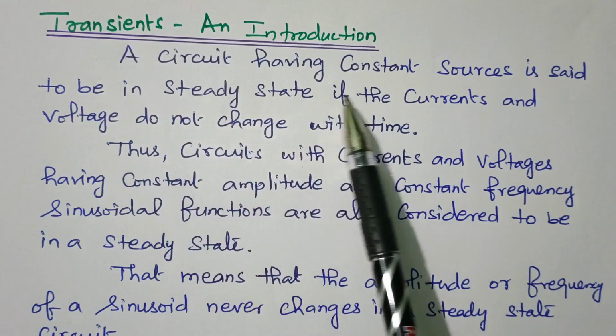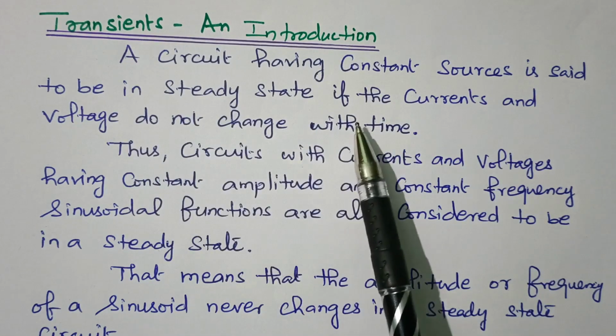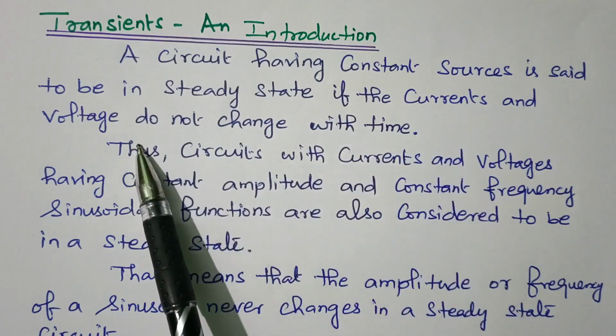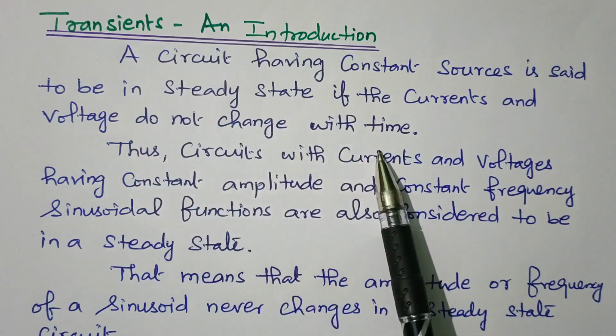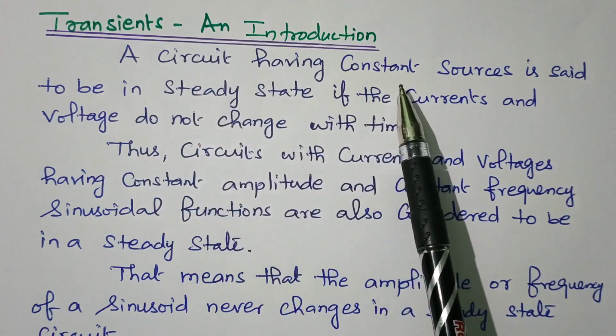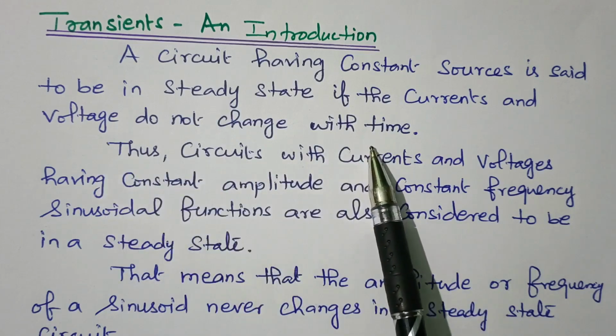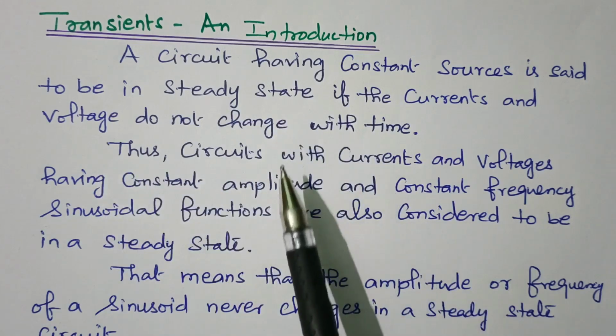A circuit having constant sources is said to be in steady state if the current and voltage do not change with time. So the steady state means having constant sources, voltage or current source, that will not change with respect to the time. Then it is called a steady state.